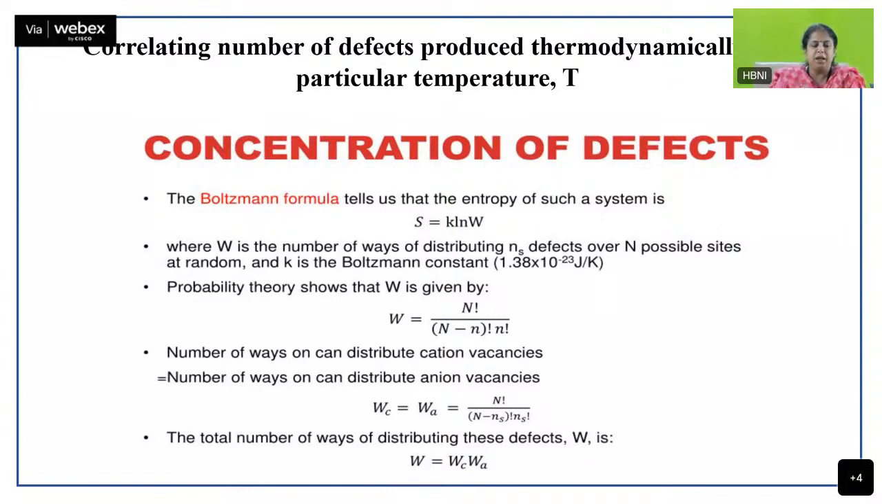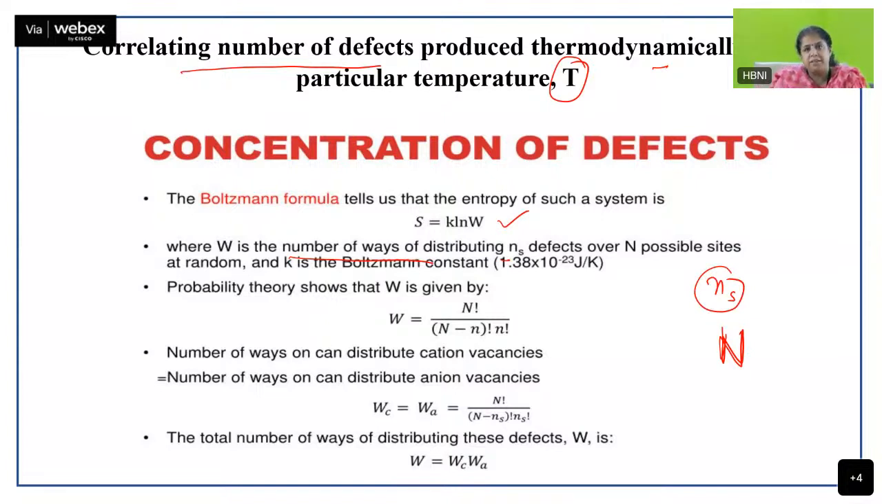Okay. So the question is: how can I correlate the number of defects produced thermodynamically with the temperature T? Simple. We talk of configurational entropy, that is S = k log natural W. W, I told you, is the number of ways by which, suppose I want to create a small ns number of defects and my total number of lattice sites is capital N. I want to create these defects on these many sites.